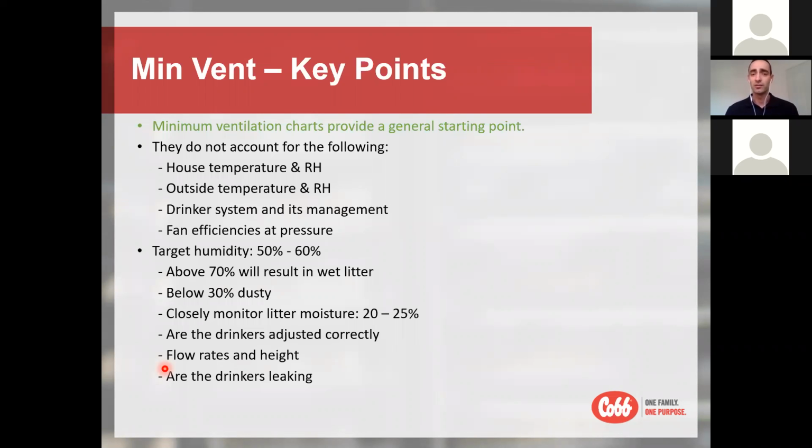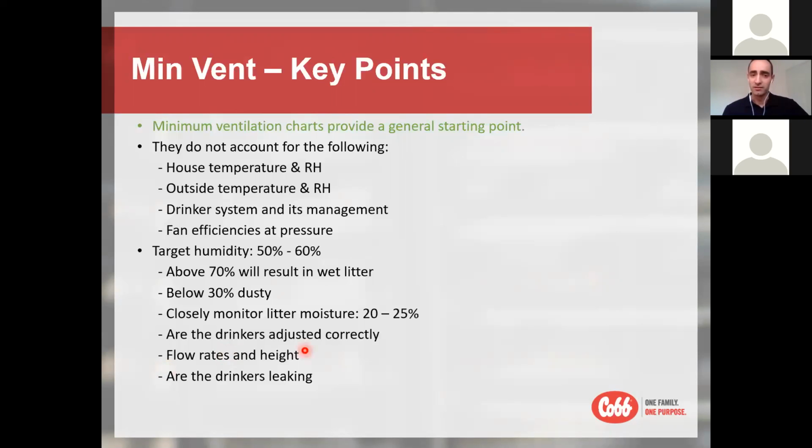As I mentioned, underneath the drinker lines, you want to be at 20 to 25%. Obviously, it's going to be difficult for you to measure that exact amount, but what you can do is grab a bunch of litter from underneath the drinker line and squeeze it in your hand. If it sticks into a ball, then your litter is probably a bit too wet. If it just breaks apart into fine dust, then your litter is probably a bit too dry. But you want to just make sure that it breaks apart lightly.